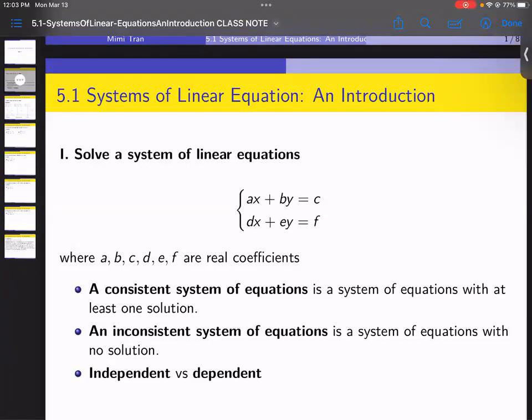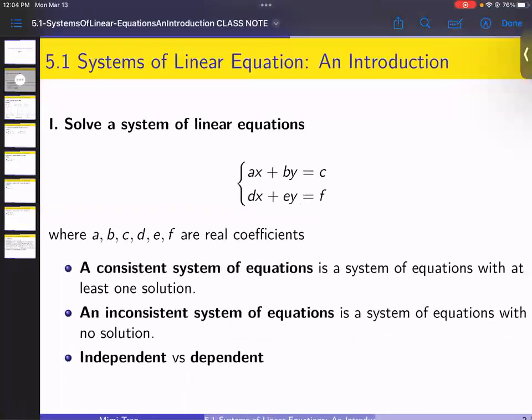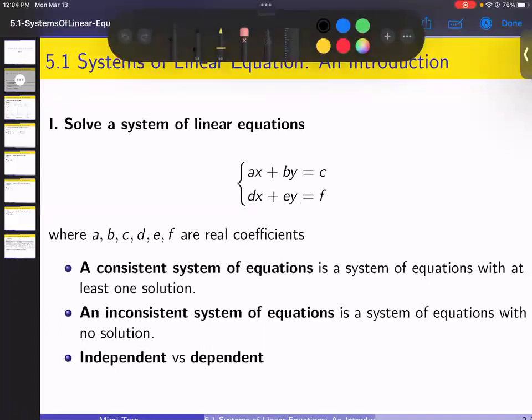Say I want to solve a system of linear equations of this form: ax plus by equals c, and dx plus ey equals f, where a, b, c, d, e, f are real coefficients. I can give you an example. You don't have to write this down: x plus y equals 5, 3x minus 4y equals 1, or negative 1, something like that.